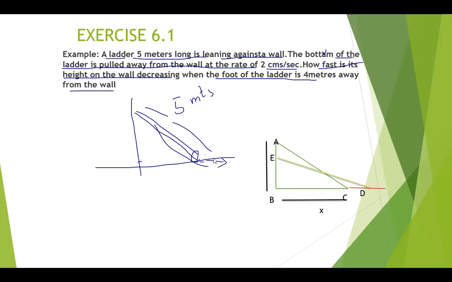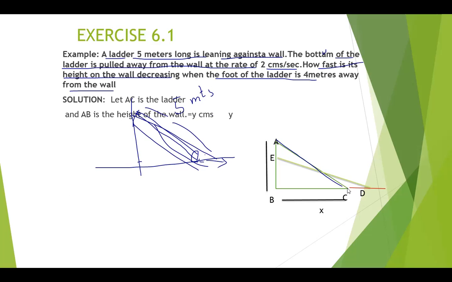When you are pulling it like this, the height of the ladder towards the wall will be decreasing like this. Is it not? Here you can see AC is the ladder and AB is the wall. Then BC is the distance between the bottom of the ladder and the wall. Let X be the distance between the wall and the foot of the ladder.